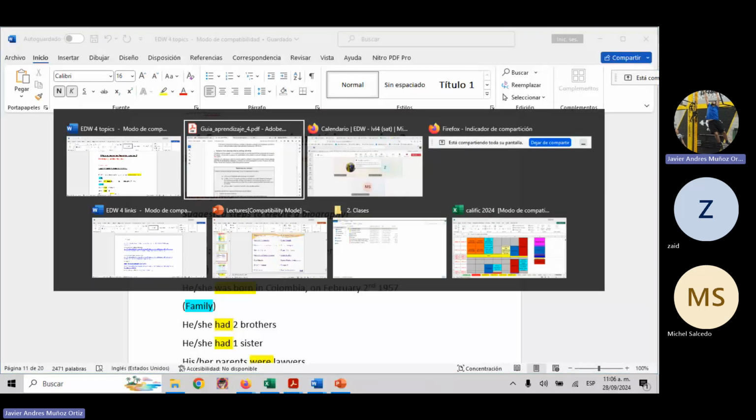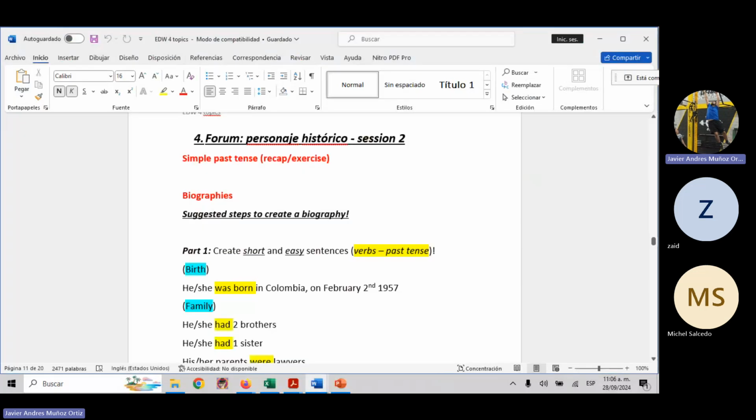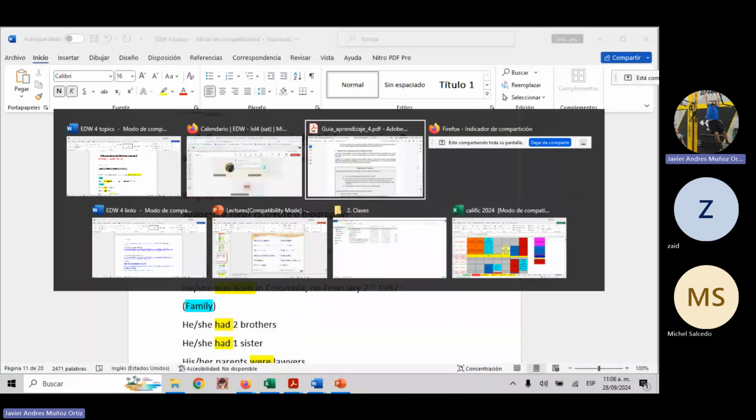So right now we're going to study how to create a biography, because what the learning guide asks us to do is to present a biography of this person, like the biography of Mohandas Karamchand Gandhi, the biography of Nelson Mandela, the biography of Frida Kahlo, and so on. So we're going to focus now on creating a biography.